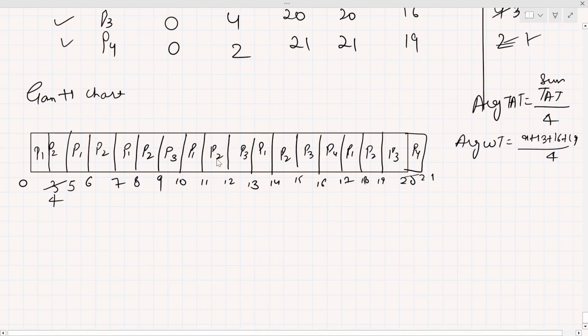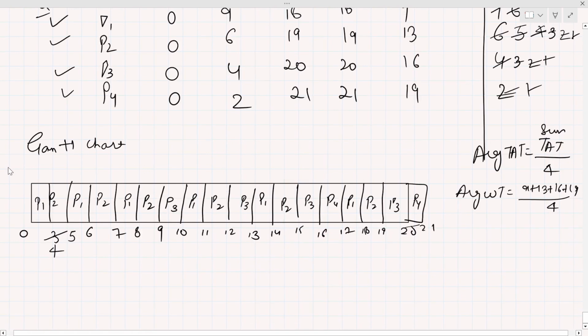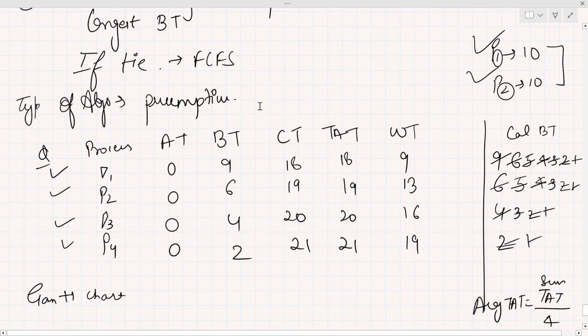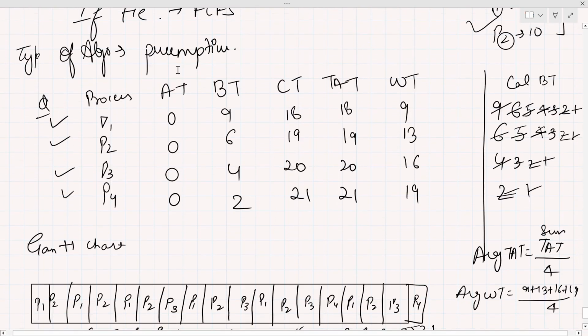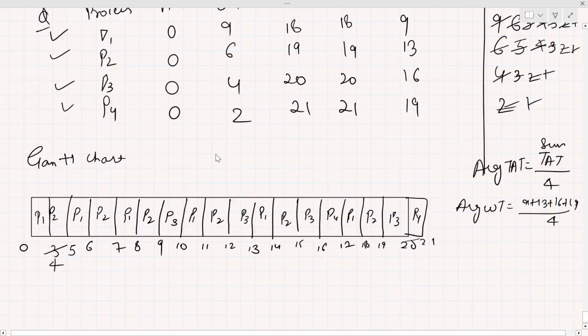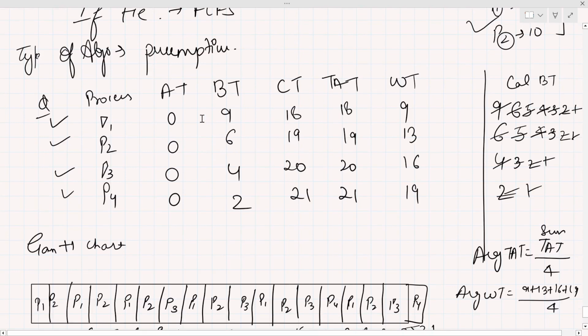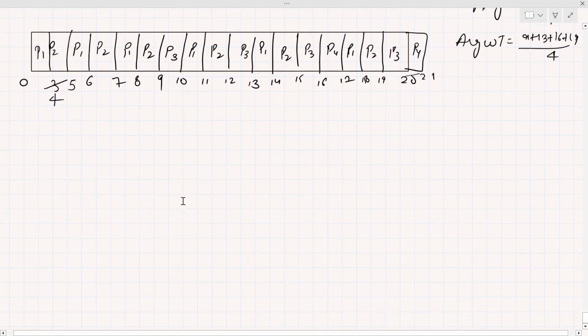If you notice one thing here, this Gantt chart is a very long Gantt chart. We have to write so many processes to understand the completion time of these processes. To overcome this, there is a trick to solve this question. When the burst time is in increasing order, or you can say the arrival time is in increasing order, or the burst time value is greater than the arrival time, then we use this cheat code. So what is the cheat code?